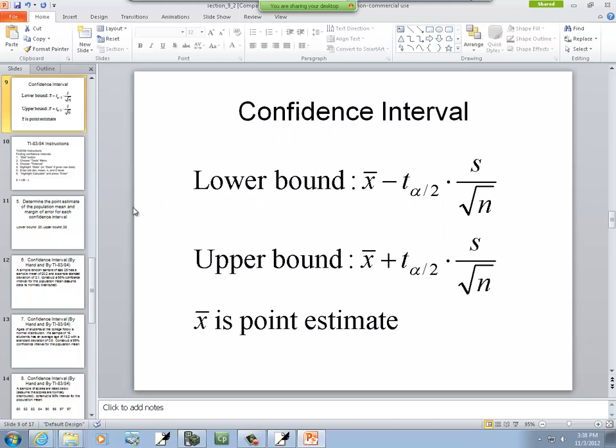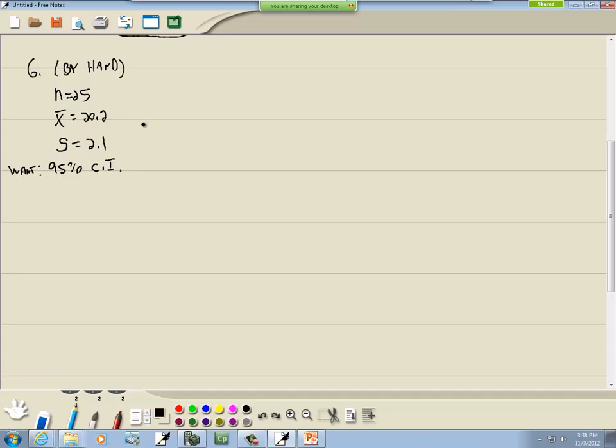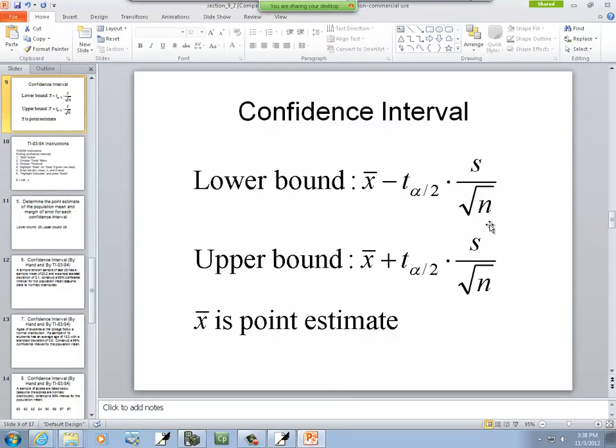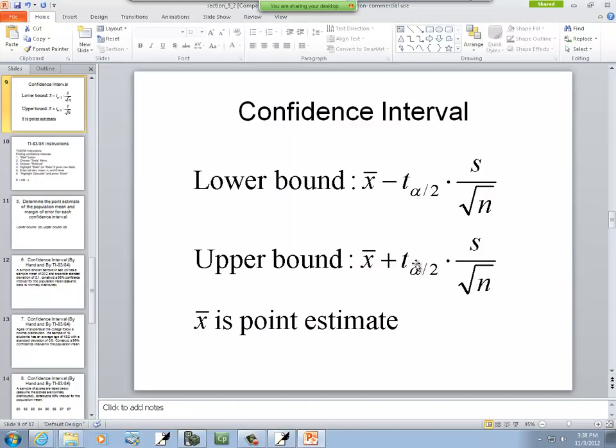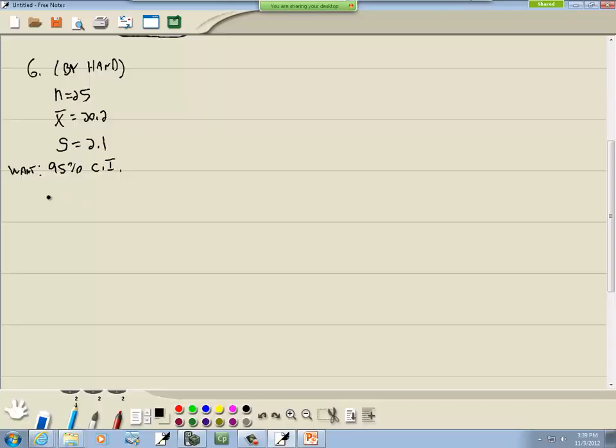Okay, to do it by hand, we need x bar. We have x bar. We need s. We have s. We need n. We have n. The only thing we don't have is this weird looking thing here, t alpha divided by 2. So let's take a look at how to find that.